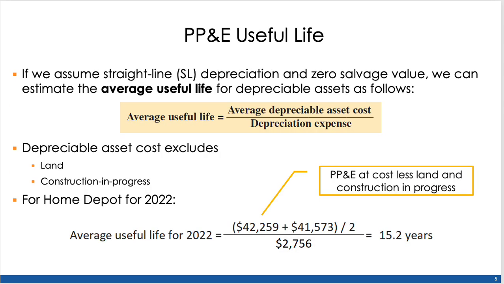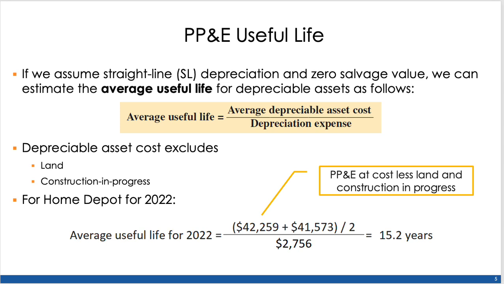Now, the PP&E useful life, you can look at this as the ratio of average depreciable asset cost over depreciation expense. If you assume straight line depreciation and zero salvage value, then we can estimate the average useful life.